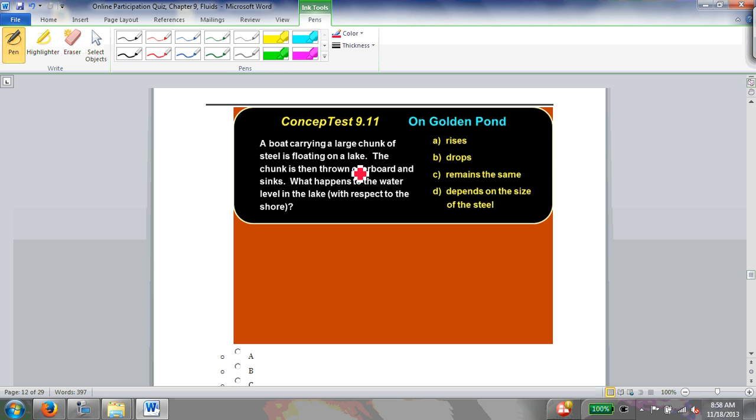A boat carrying a large chunk of steel is floating on a lake. The chunk is thrown overboard and sinks. What happens to the water level in the lake with respect to the shore? The water level of the lake is going to drop. The reason for this is that the steel displaces more water when it's floating in the boat than when it is at the bottom.